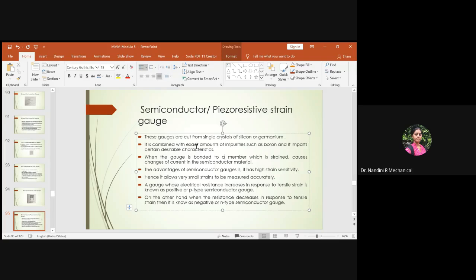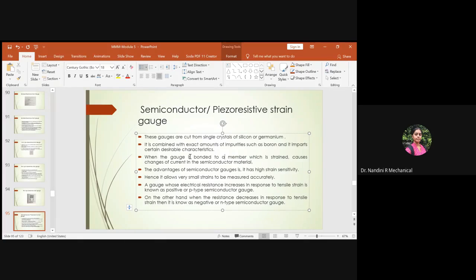After you understand what material it is made of, you then have to understand how the change of current takes place in the semiconductor gauge. These gauges are bonded to a member which is strained. So the semiconductor gauges you use will be embedded on a member element which is already strained. Due to this strained member, it will result in a change of current in the semiconductor material you are using.